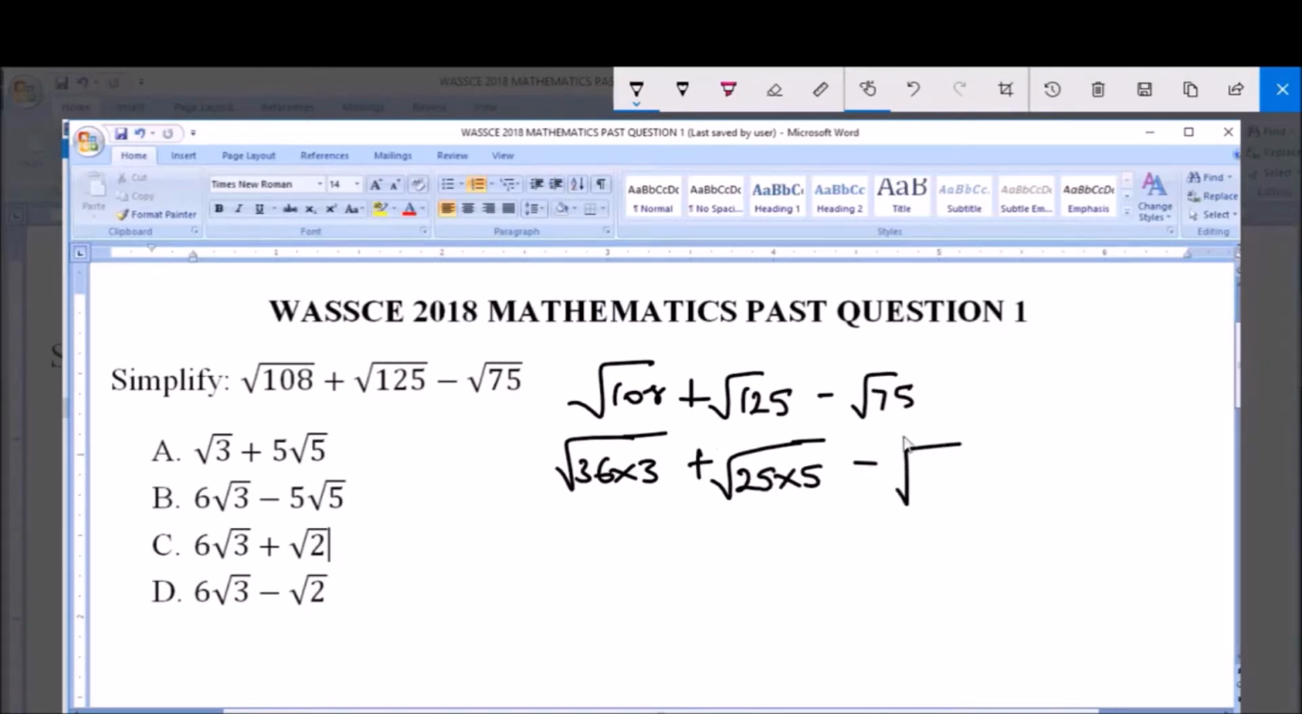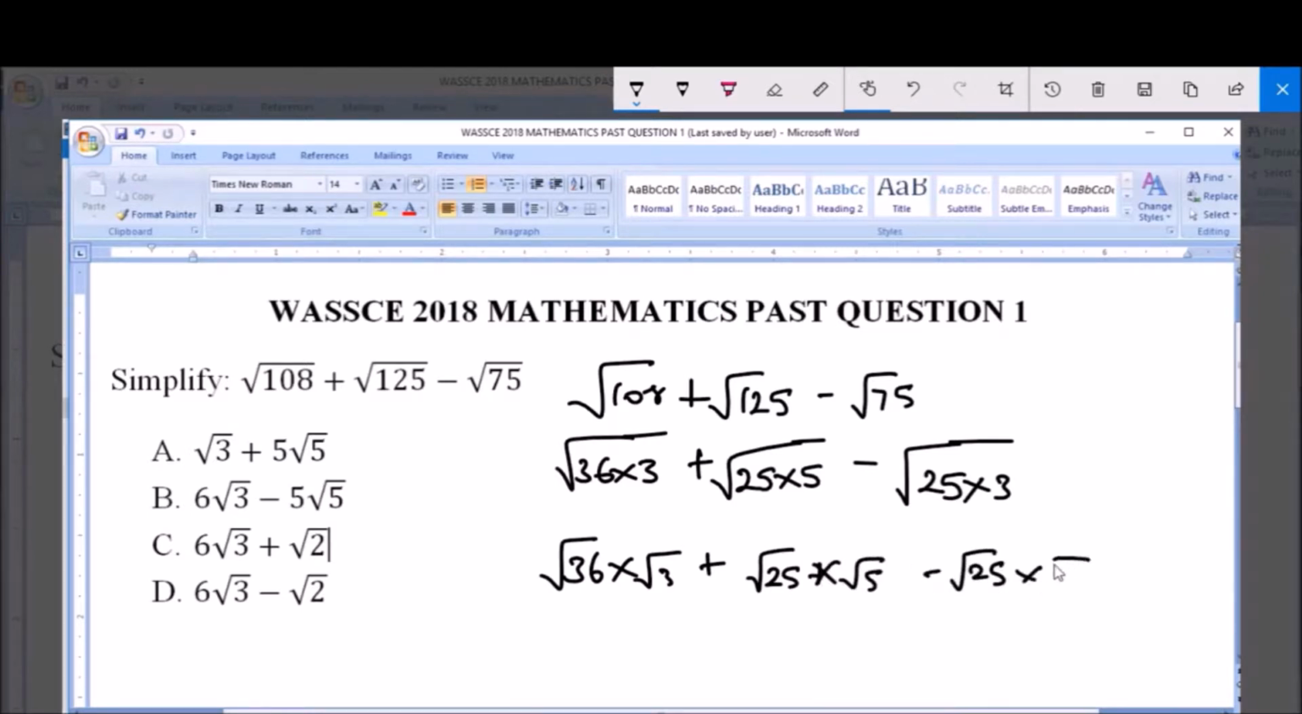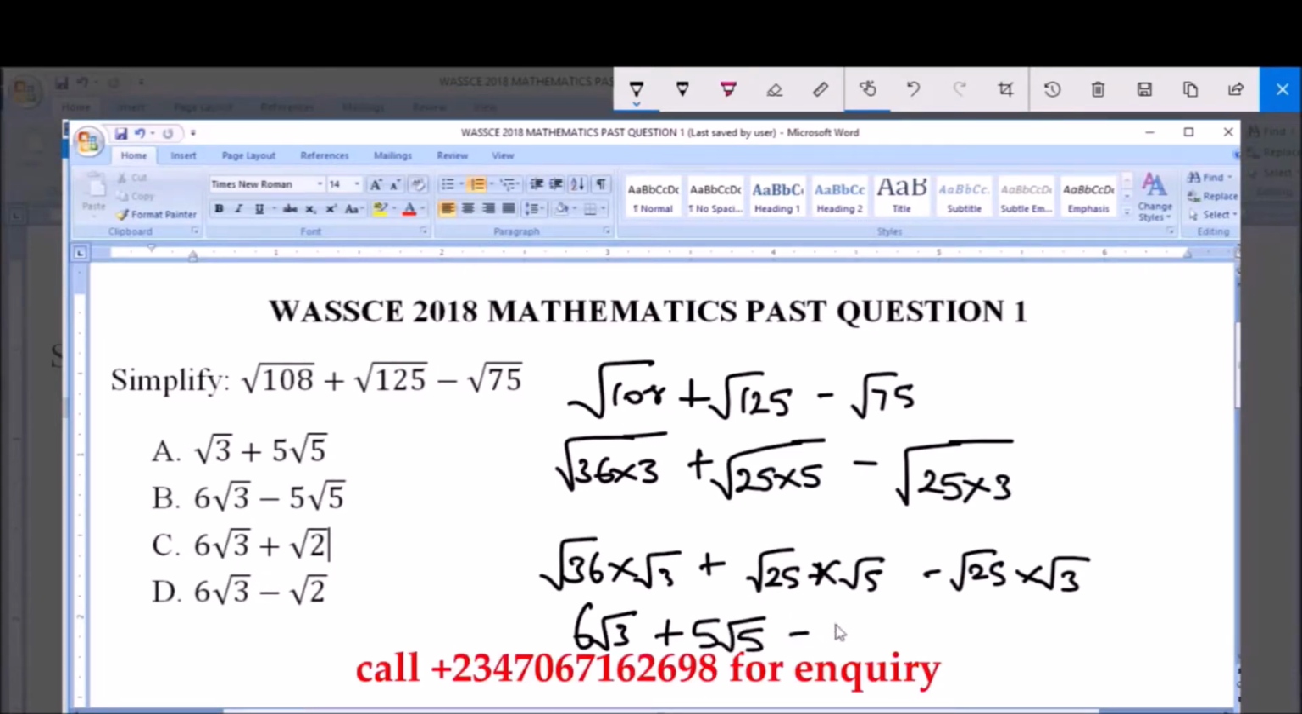Also the same thing will apply for 75. 75 now will be 25 multiplied by 3. Now this 25 here is a perfect square. We can now see that this is equal to root 36 multiplied by root 3 plus root 25 multiplied by root 5 minus root 25 multiplied by root 3. Now from this we can see that the root of 36 is 6, then multiplied by root 3, that will give us 6 root 3, plus root of 25 is 5 multiplied by root 5, that will give us 5 root 5, minus root of 25 is 5 multiplied by root 3, that will give us 5 root 3.